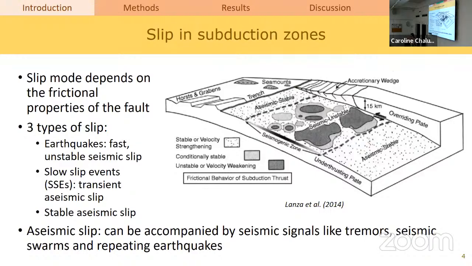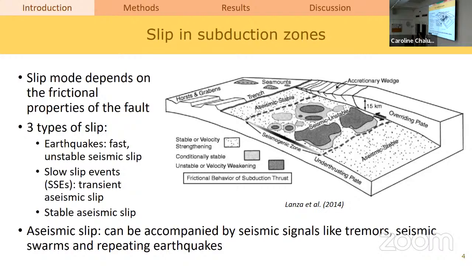Now, subduction zones are regions that host several different types of slip. As you can see in this diagram of a subduction zone, there is the plate interface, also known as the megathrust. Along this plate interface, we have different modes of slip that are partitioned in depth, because the mineralogy, the fluid pressure, and the temperature all change with depth in subduction zones, and that changes how the friction works.